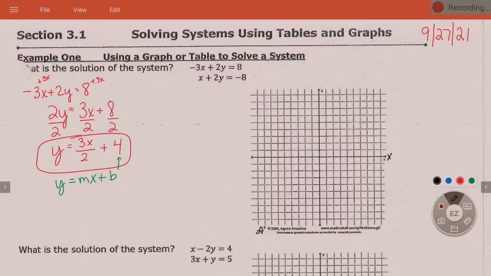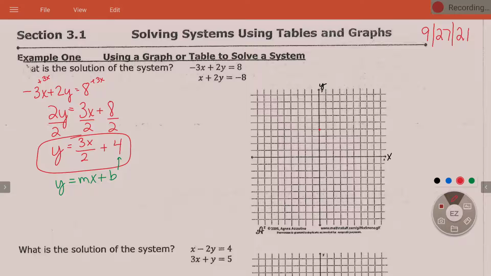Remember, which axis is which? We've got x-axis and y-axis, right? It's labeled for you, so I'm not asking you to remember. And so when we graph this, a y-intercept of 4 means we're going to go up 4.